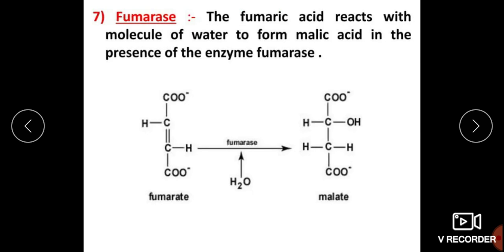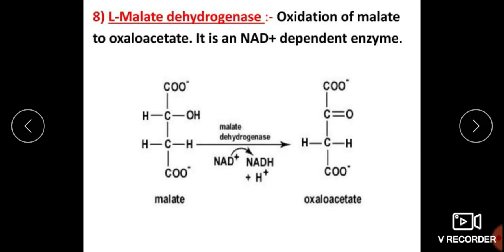Next, fumarase: the fumaric acid reacts with a molecule of water and gets converted into malic acid. Malate dehydrogenase: the oxidation of malate to oxaloacetate, where because of the oxidation of malic acid, one hydrogen is released. This is accepted by NAD, and this NAD gets converted into NADH.